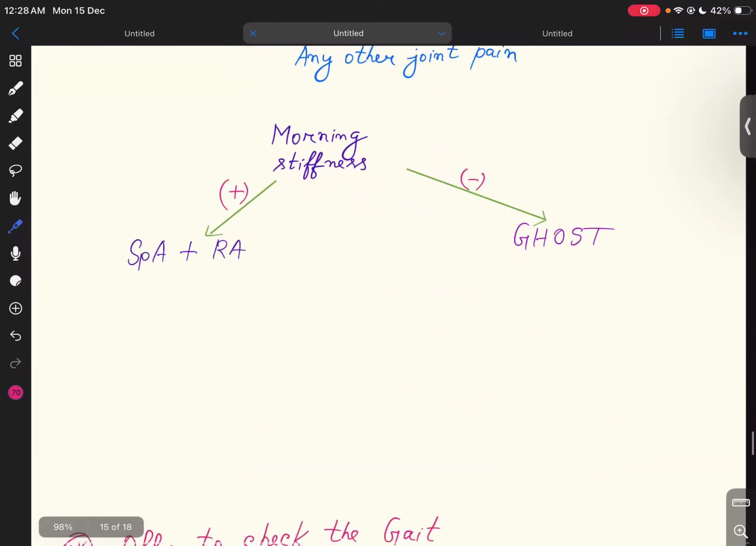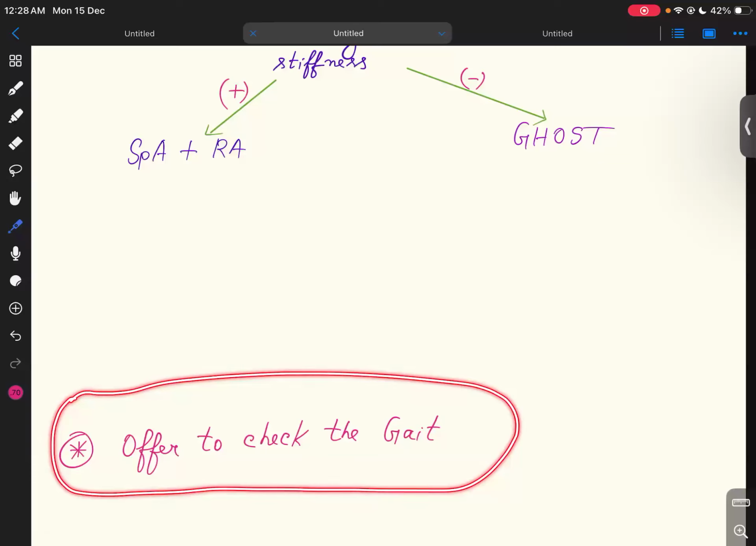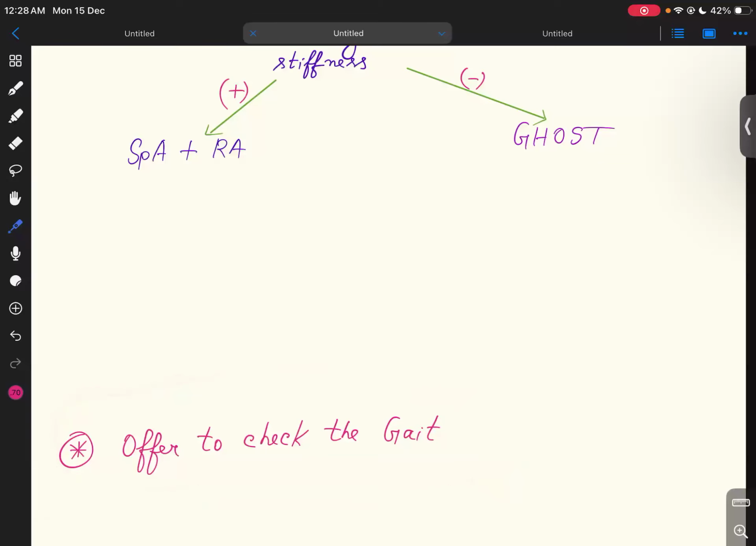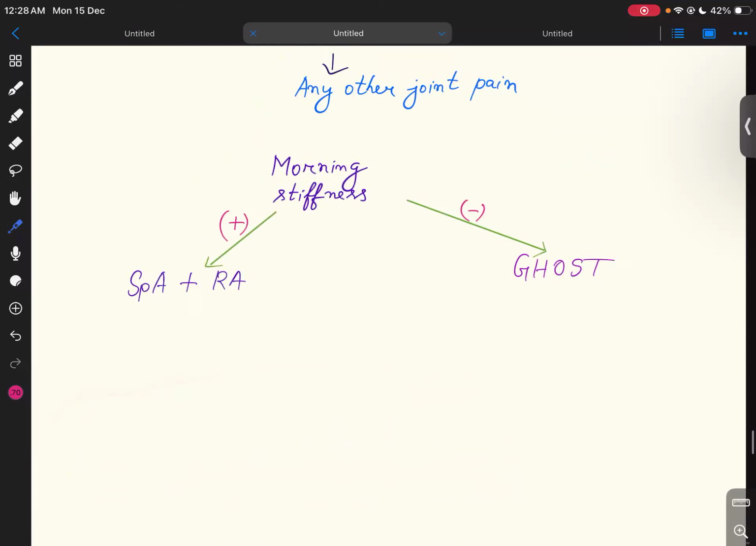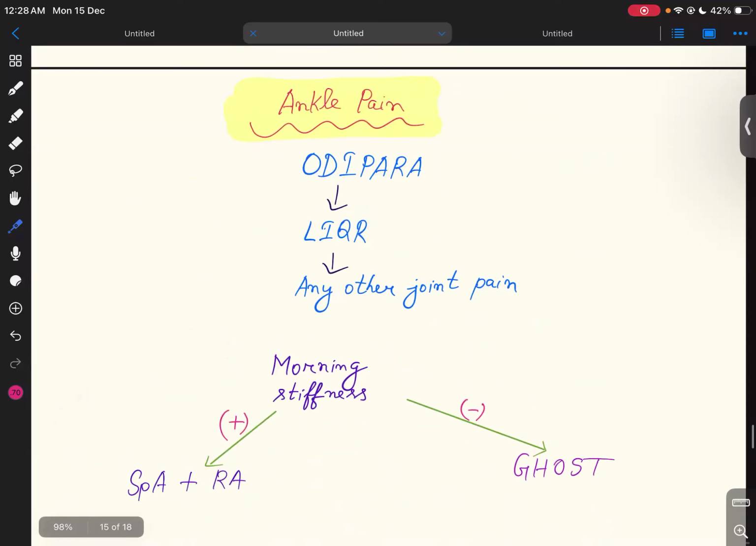And offer to check the gait, but the patient will not be able to walk if he or she is having real ankle pain. But we have to offer that I want to check the gait. If the patient is not able to walk, the examiner will tell you that no need. So this is all for ankle pain. Any question from any candidate?